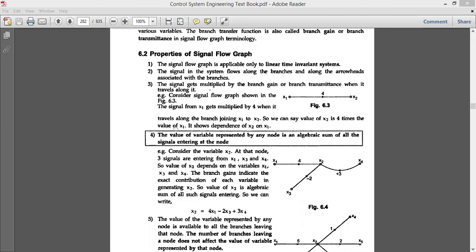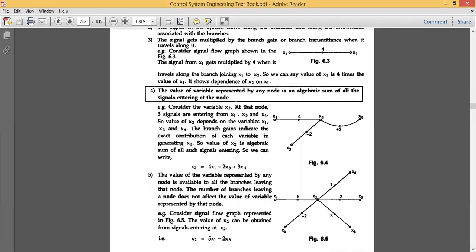Then the fourth property of signal flow graphs is that the value of the variable represented by any node is the algebraic sum of all the signals entering the node. It means that if you want to calculate any node equation, that particular node gives you the algebraic sum of all the signals entering at the node.